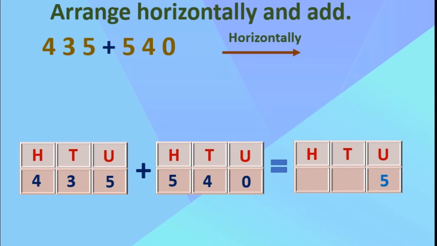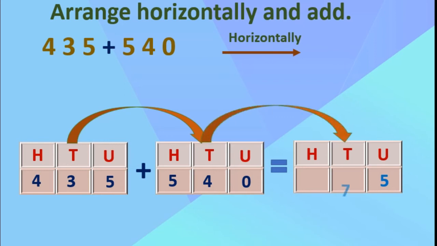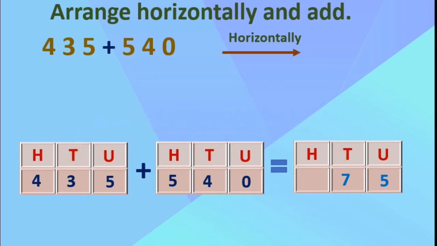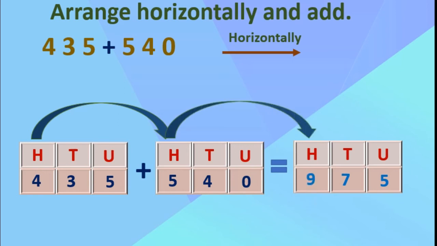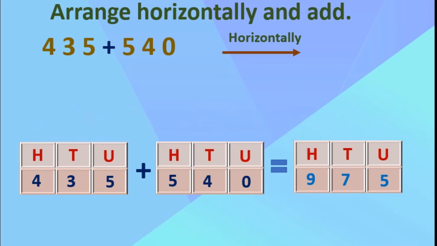Okay. Now we will move to tens place. 3 and 4. That is 3 plus 4 is 7. We will write in the tens place. Remember this. Now hundreds place remain. 4 plus 5 gives 9. That we have to write in the hundreds place. Yes, this is the method of horizontal arrangement and doing the addition.